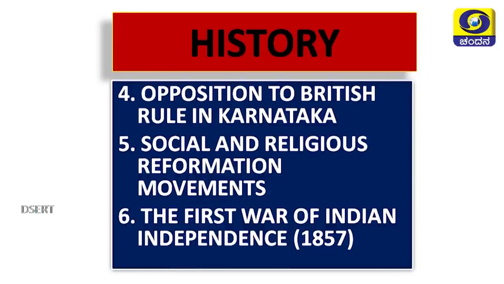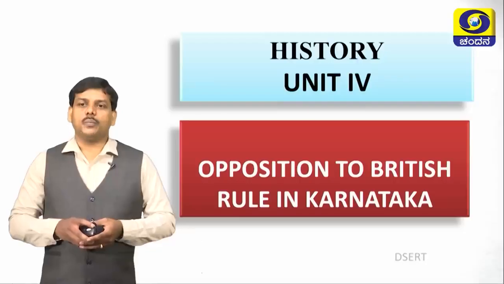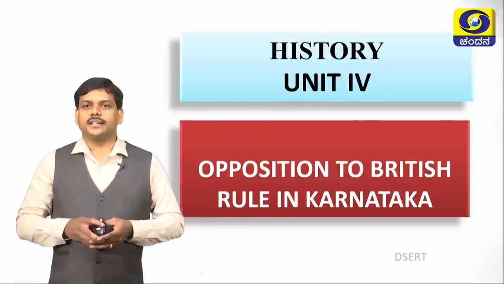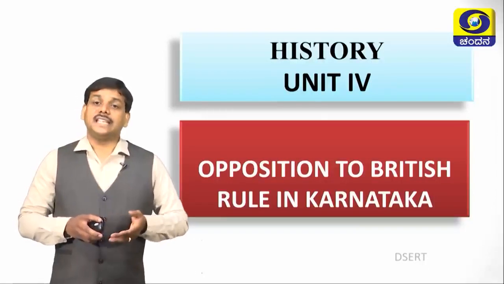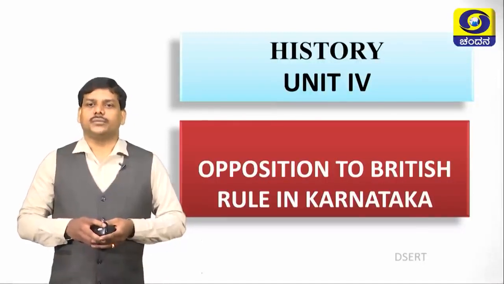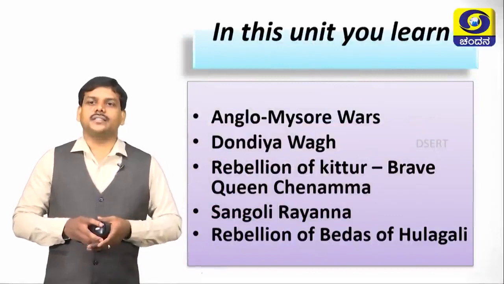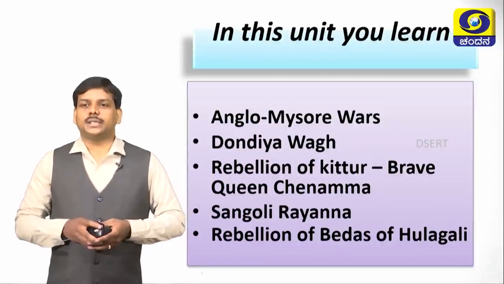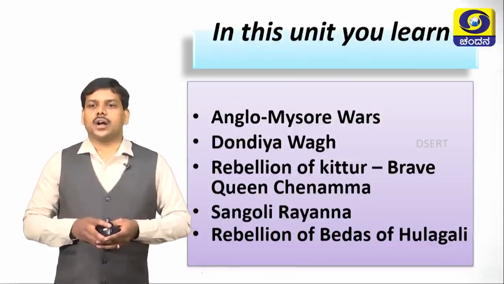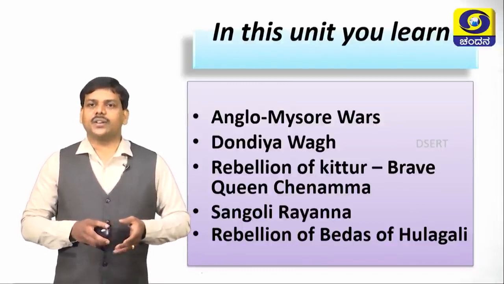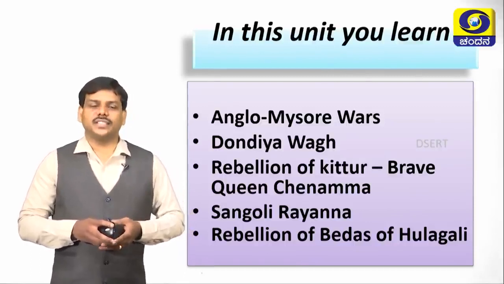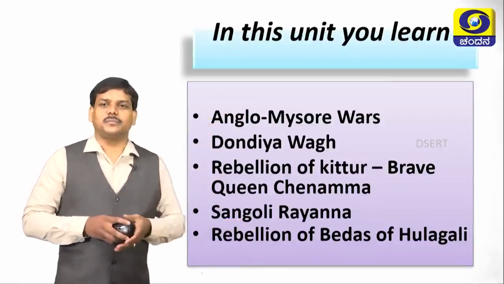We shall discuss all these three lessons. First one, opposition to British rule in Karnataka, chapter number 4. Here the people of Karnataka, or many leaders of Karnataka, also waged a war against the British. For example, Anglo-Mysore wars, Dondiyawag, Kittur, it was Rani Chennamma, Sangolli Rayanna, rebellion of Bedas of Hulagali. These are all the important concepts which should be given more importance. Now let us discuss these concepts one by one.